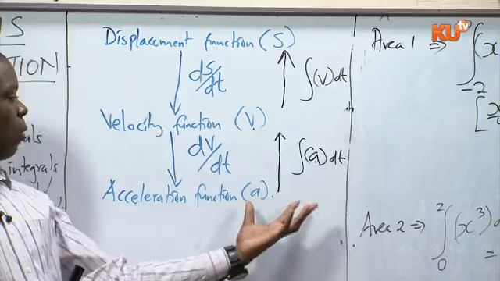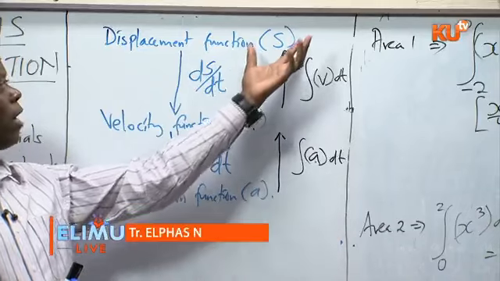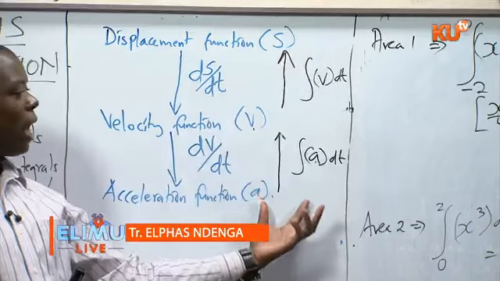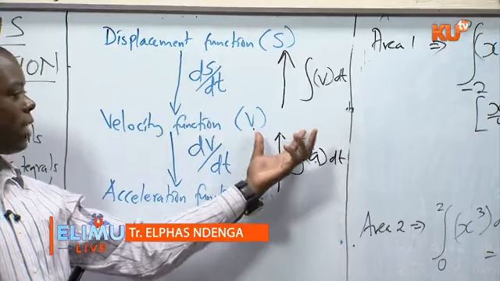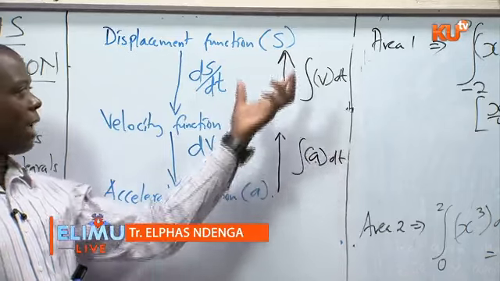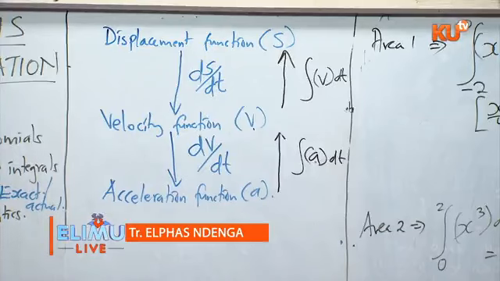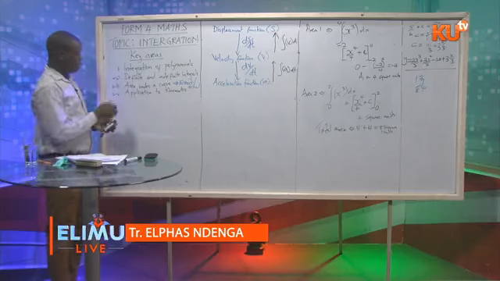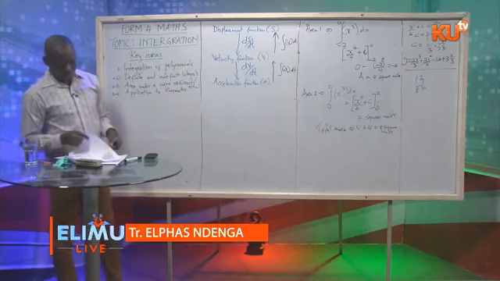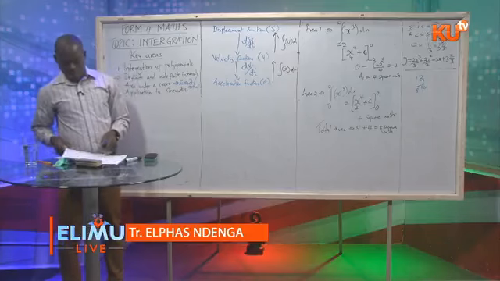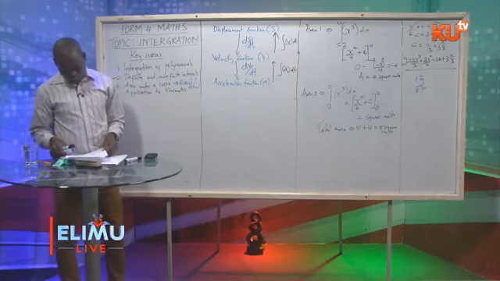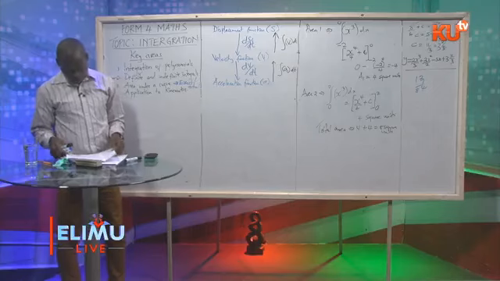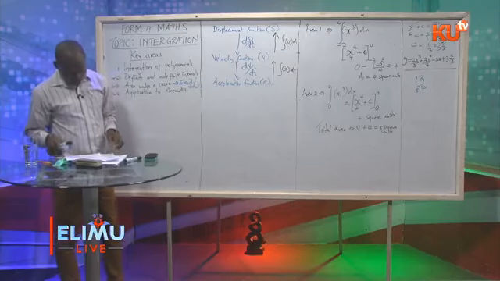So if the question is with acceleration and they're looking for displacement, it means you are going to integrate twice. The first time to get velocity and the second time to get displacement. That is what we need to know when it comes to application, because most of the time questions will be combining acceleration, differentiation and integration, and it will be very important if you understood the procedure.